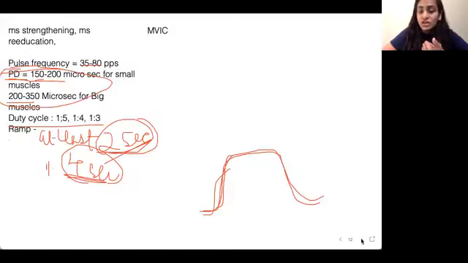Now we move on to the condition. Another condition could be muscle spasticity. Let's say muscle spasm, or muscle spasticity. What do we need in muscle spasm and muscle spasticity? We need to relax the muscle. In strengthening we want to fatigue the muscle; now we want to relax the muscle.